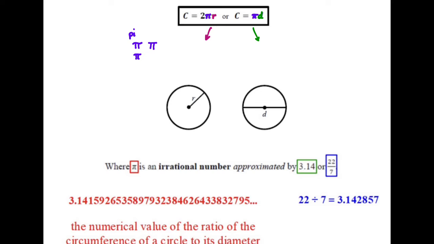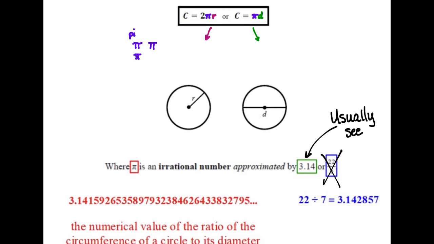However, this is a fraction. We're not going to worry about that because we're not in a fractions chapter. We're in a decimals chapter. And so we're going to use 3.14 as the approximation of pi. This is what you usually see, and this is what you are going to be asked to use.